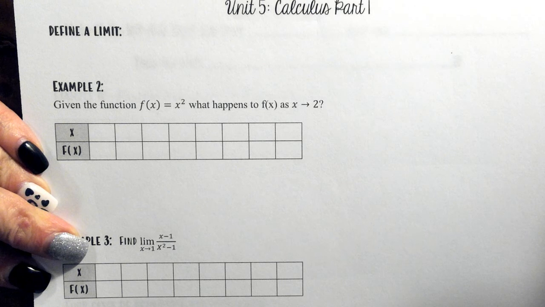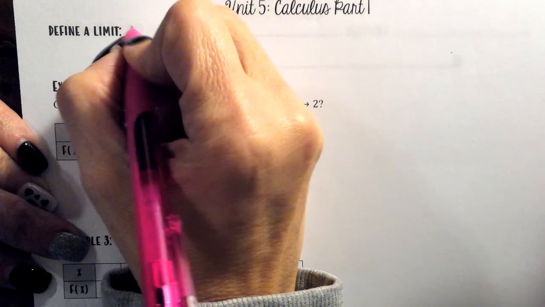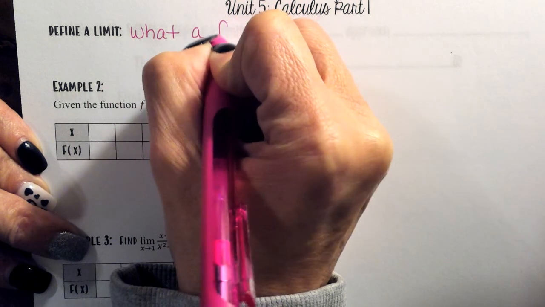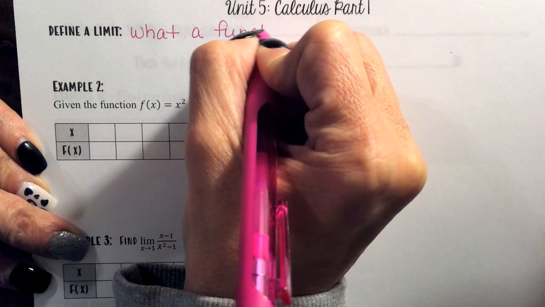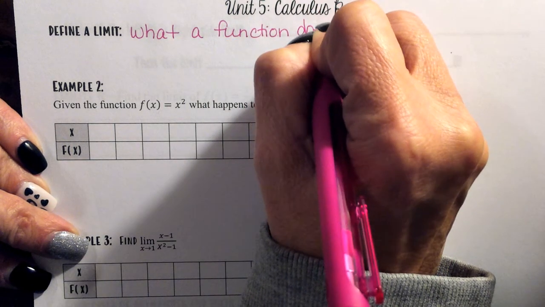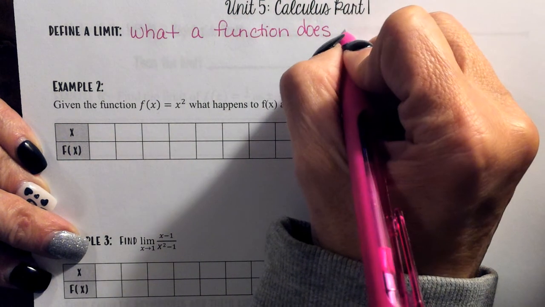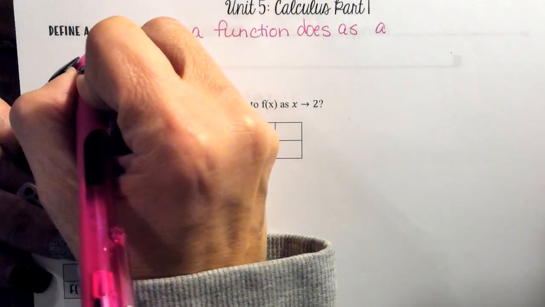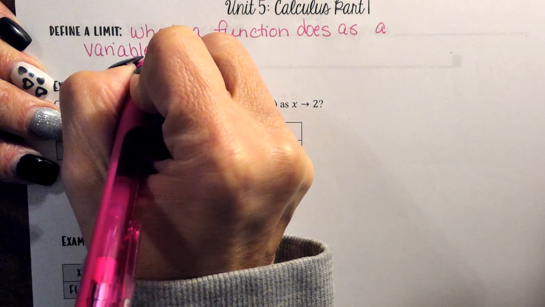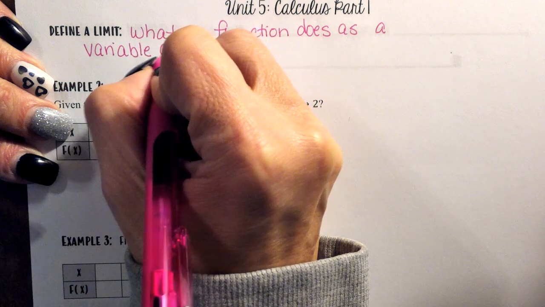Okay, so let's define what a limit is. What does a function do as a variable approaches? Okay, my notes there are what? Define a limit: what a function does as a variable approaches a given value.